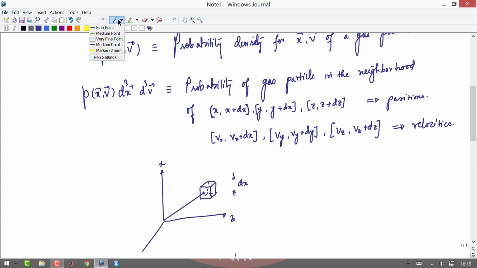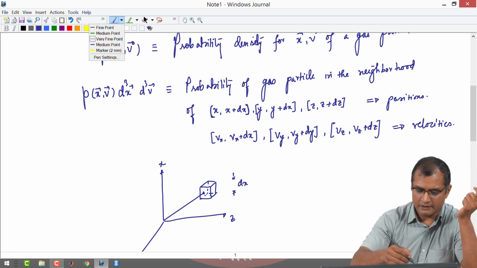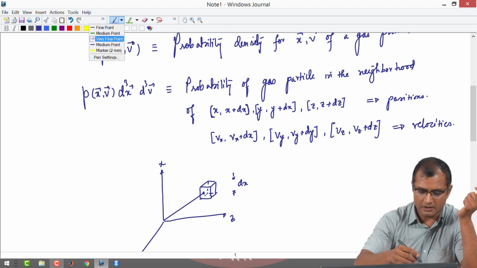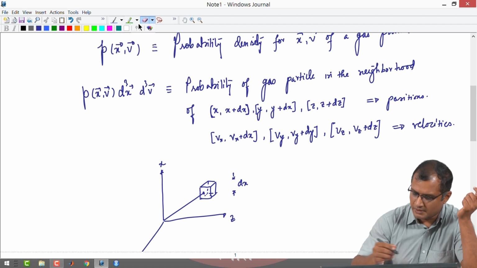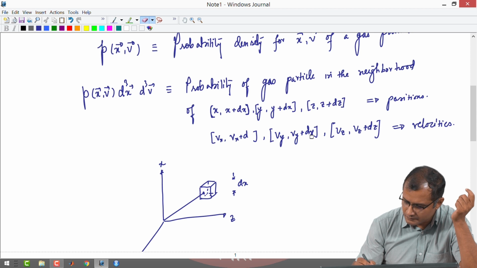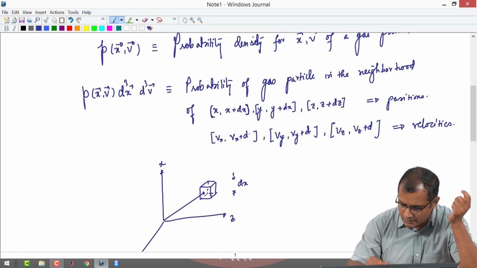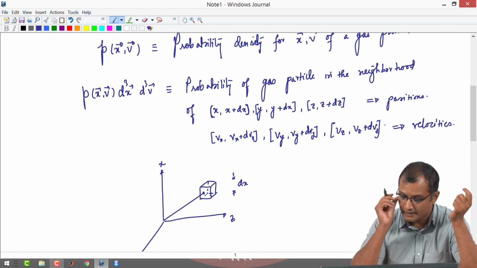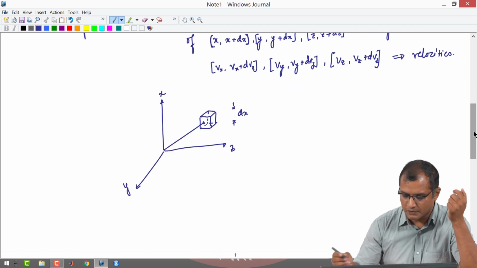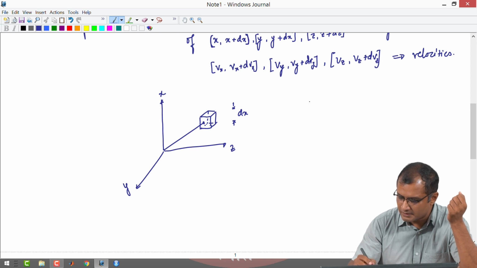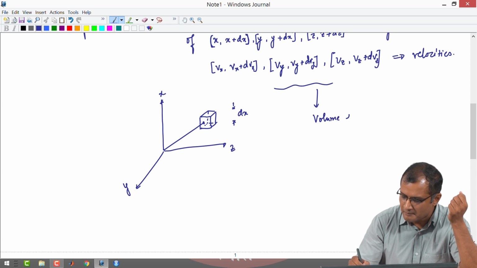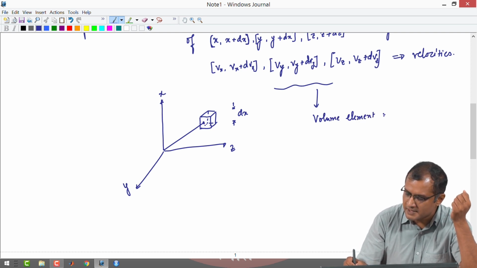That should be Vx plus dvx, right? So I have to make a small correction here. There's a typo here. It is dvx, dvy, and dvz. Thanks. And so this basically is a volume element in 6 dimensions.